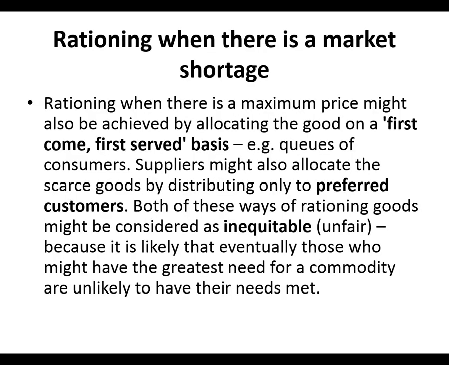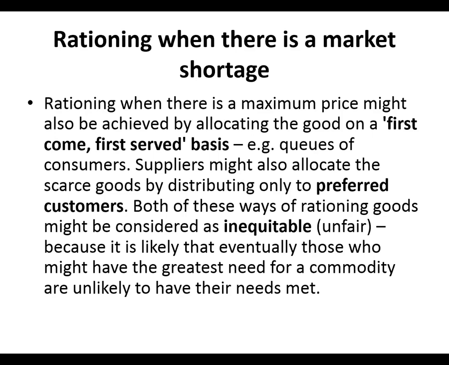Lastly then, rationing where there is a market shortage. Rationing where there is a maximum price might also be achieved by allocating the good on a first come, first served basis. For example, queues of customers. If you're there and you're lined up first, you get first dibs at that good. Suppliers might also allocate the scarce goods by distributing only to preferred customers. They might only say, for example, those of a certain age group, those of a certain characteristic, we have to ration down to only the elderly, for example, or only the young people.